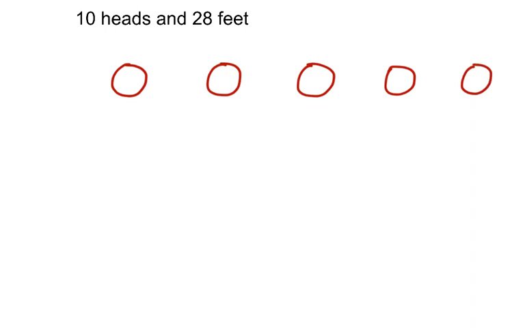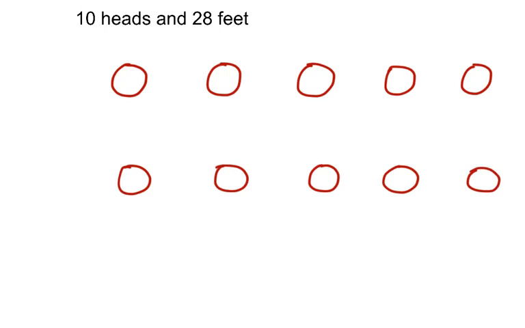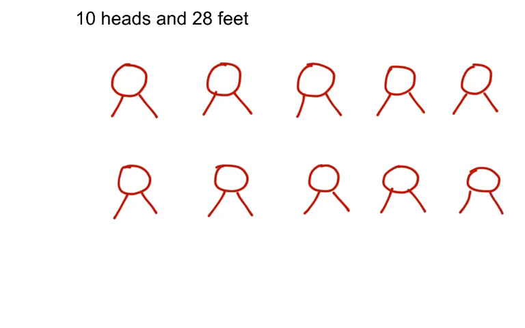I need 10 heads and 28 feet. Well, how about if I draw 10 animals, and so these represent their heads. So there's my 10 animals. I'm just going to start by making them all chickens. Every one of them has 2 feet. I'm making them all chickens so that every one of them has 2 feet. Well, how many legs is that? That's 20. I need to have 28.